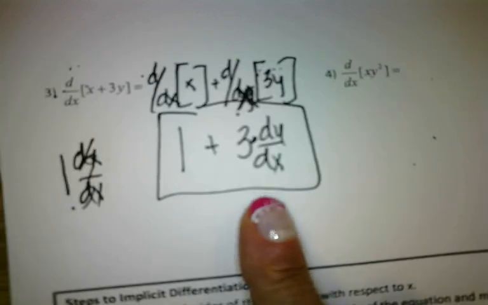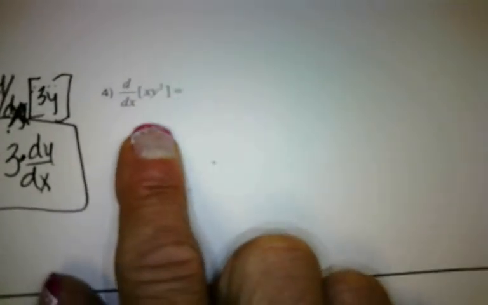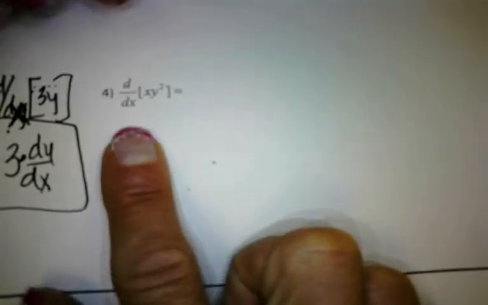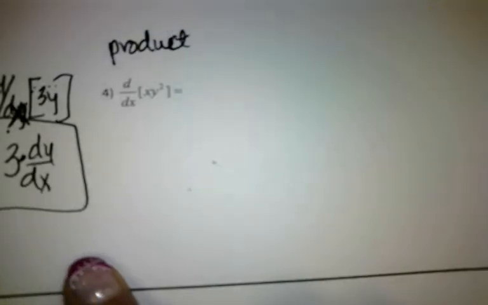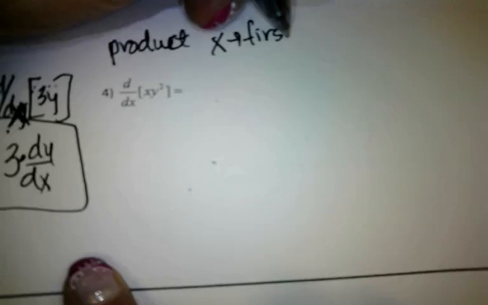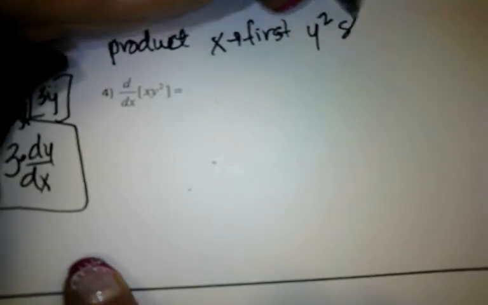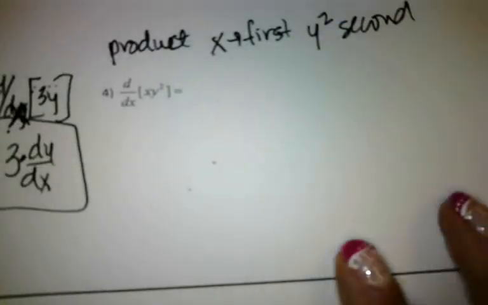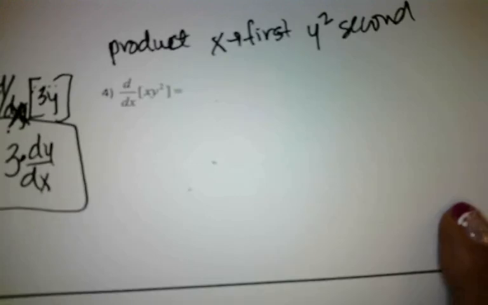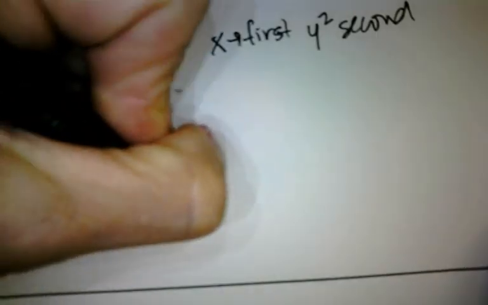All right, so now, what's the derivative of this? Well, the first thing we have to recognize is this is a product, where I'm going to say x is the first and y squared is the second. So when I take the derivative using the product rule, I'm going to have to go first times derivative of the second plus second times derivative of the first.